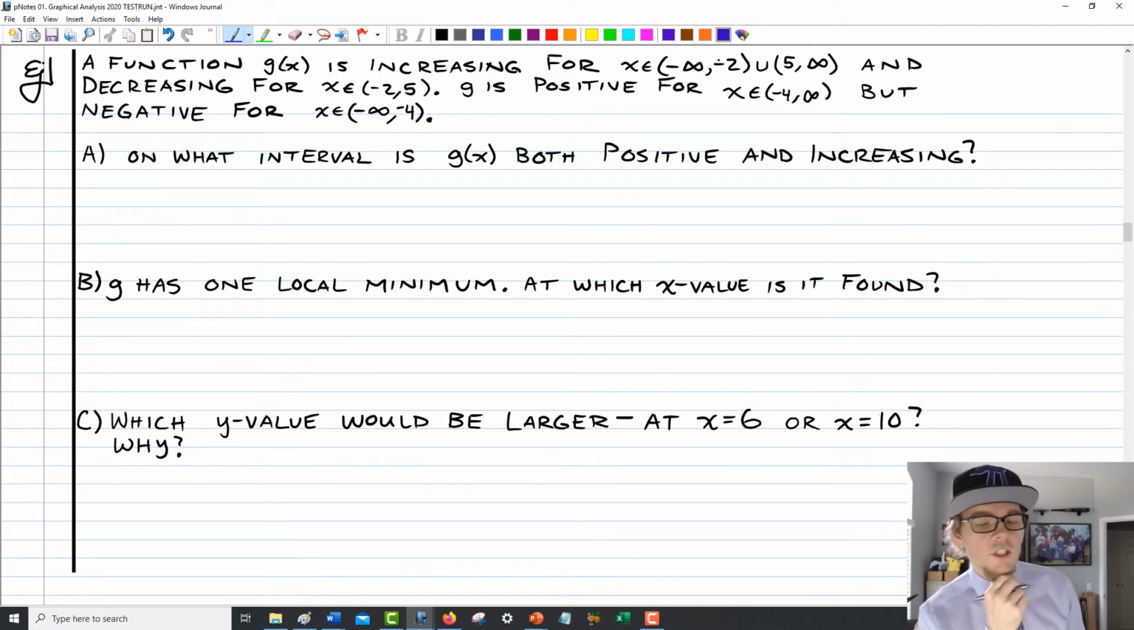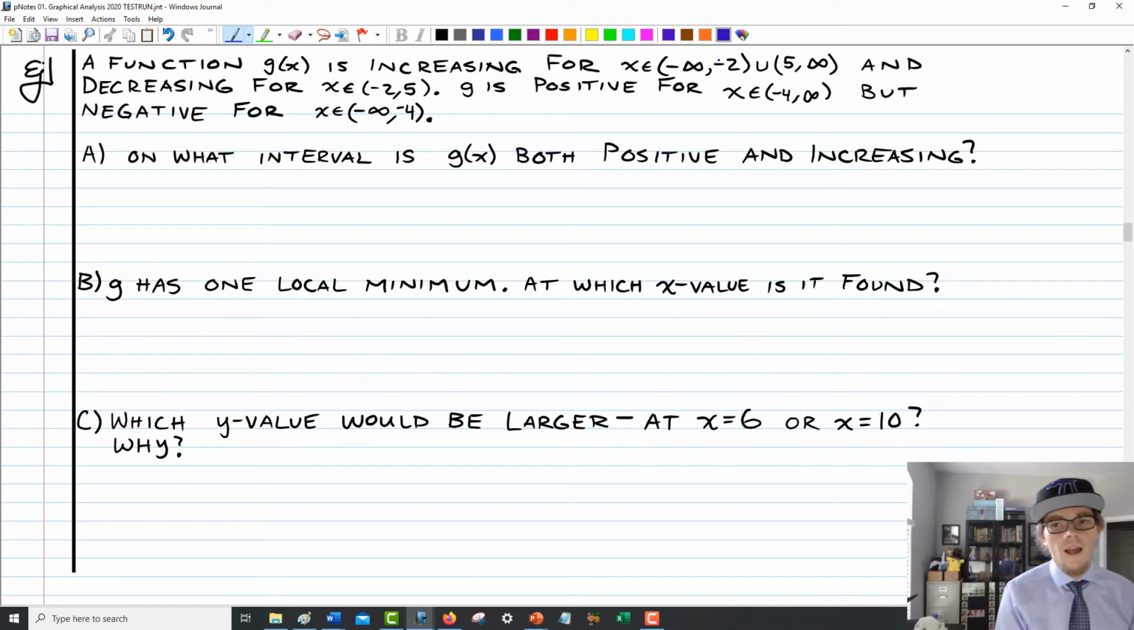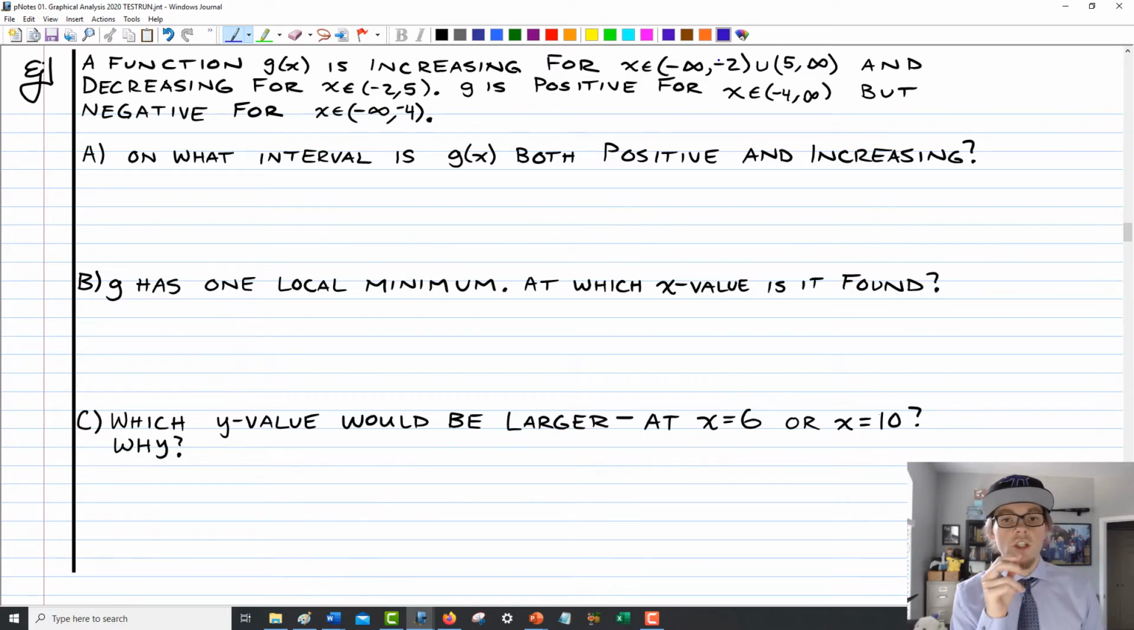It says the function g is increasing for x values less than -2 or greater than 5, and decreasing for values in between -2 and 5. So fairly standard stuff. It also says that g is positive for x values greater than -4, and it's negative for x values less than or equal to -4. So just kind of interesting stuff to go through there.